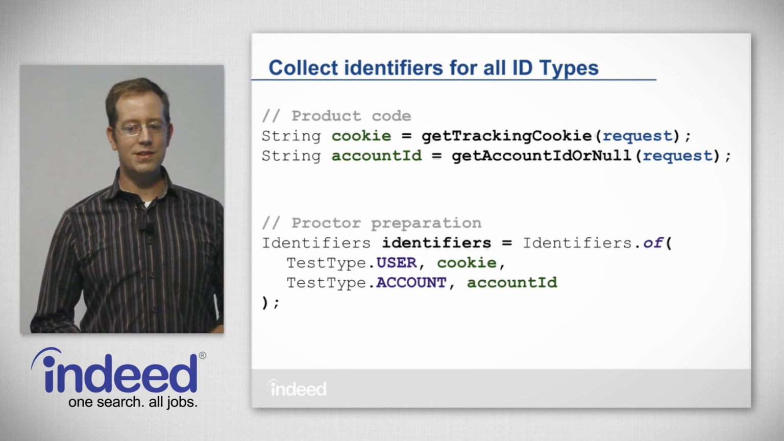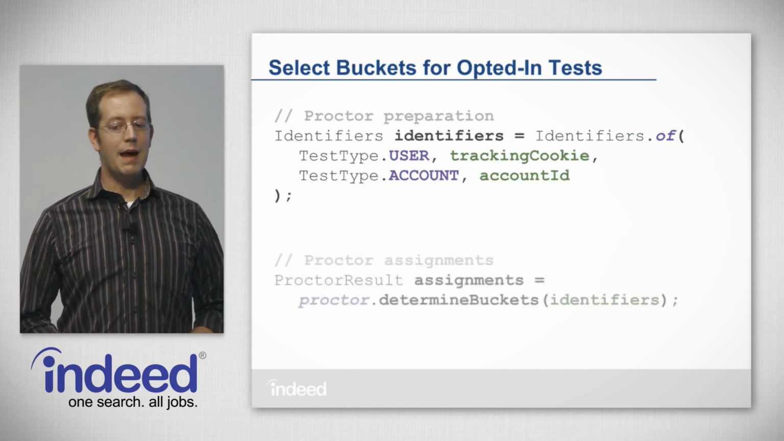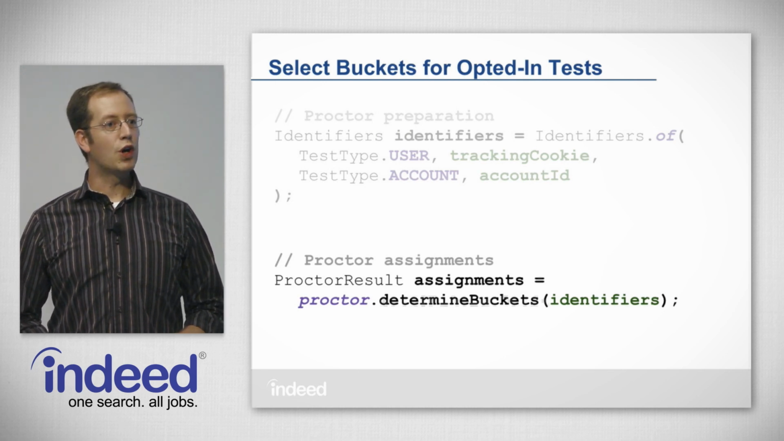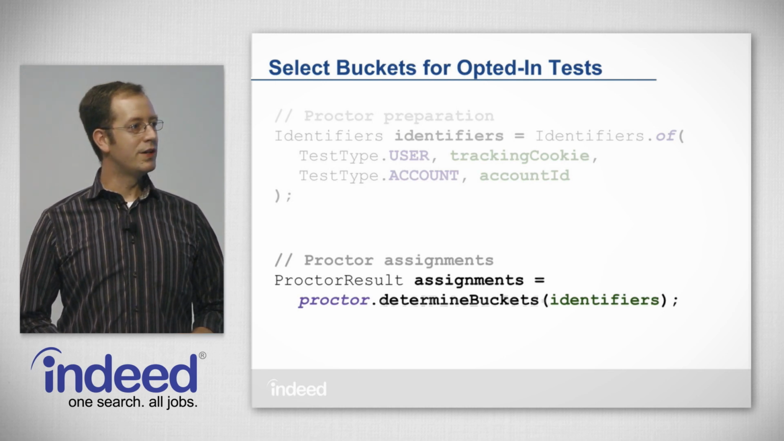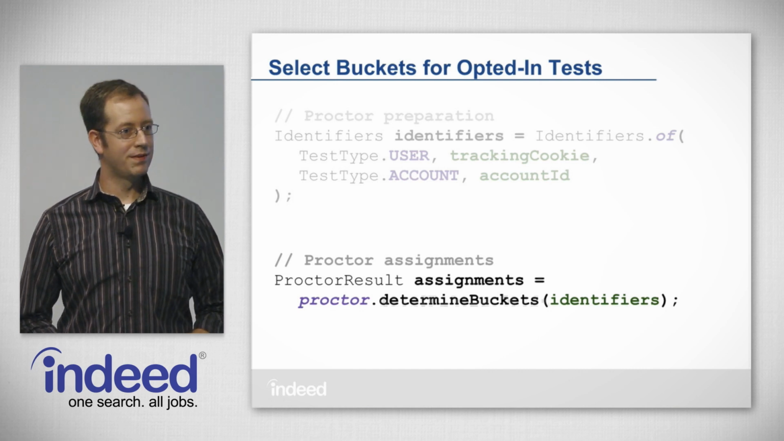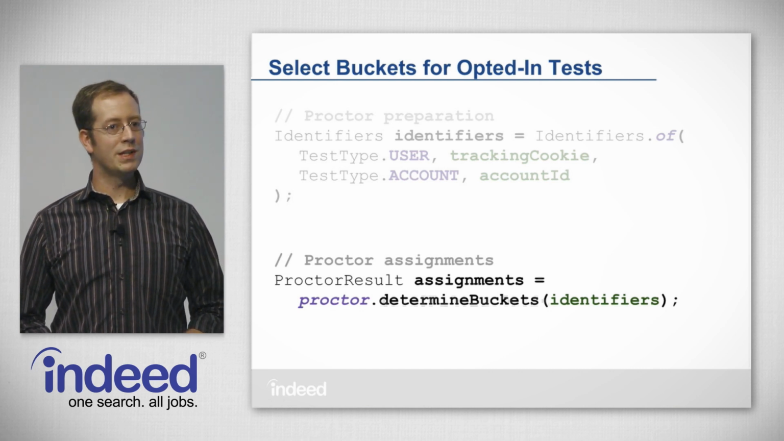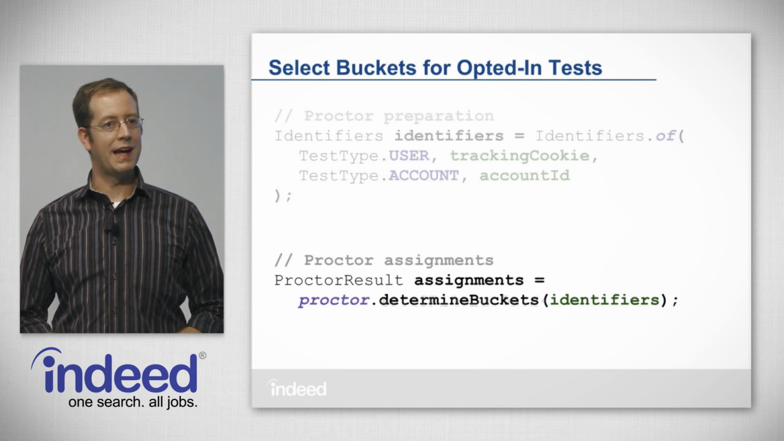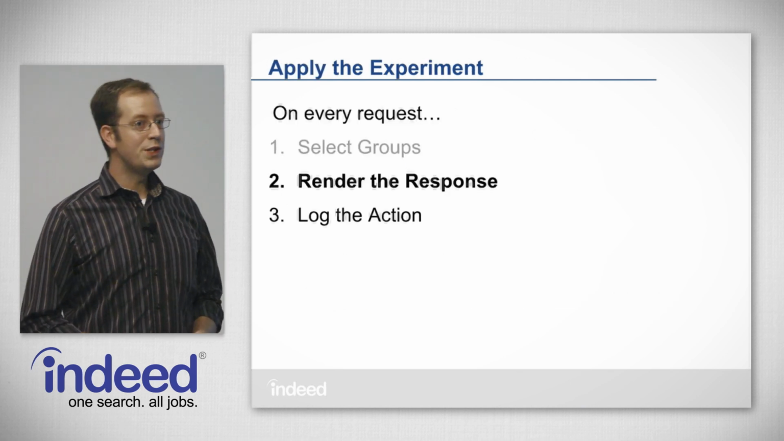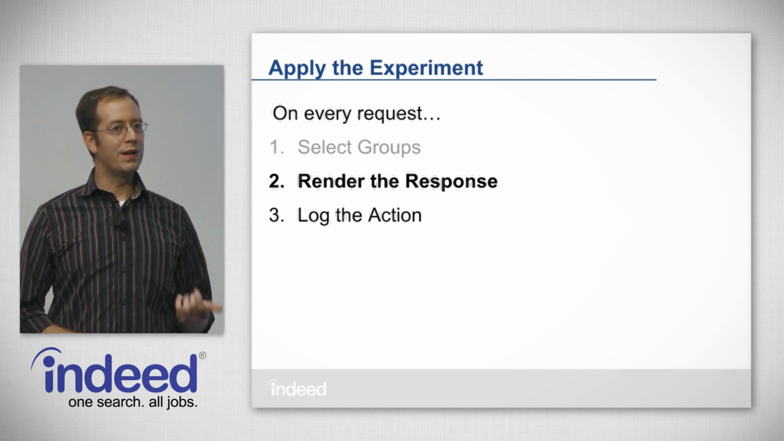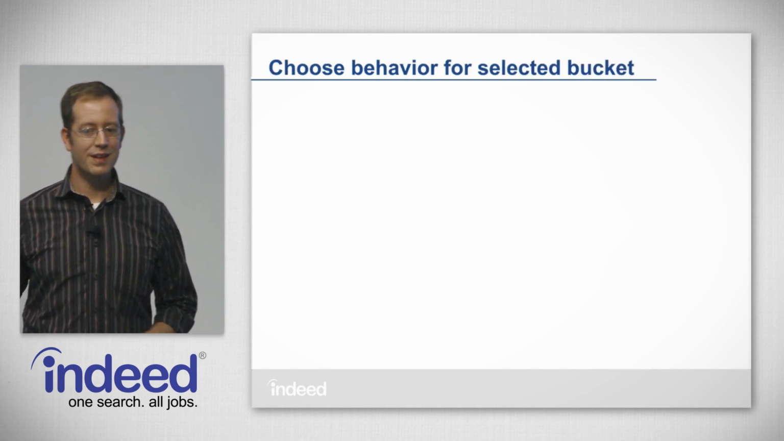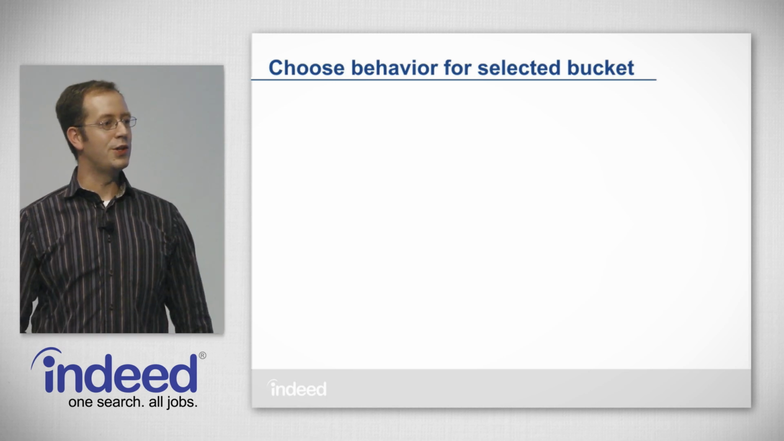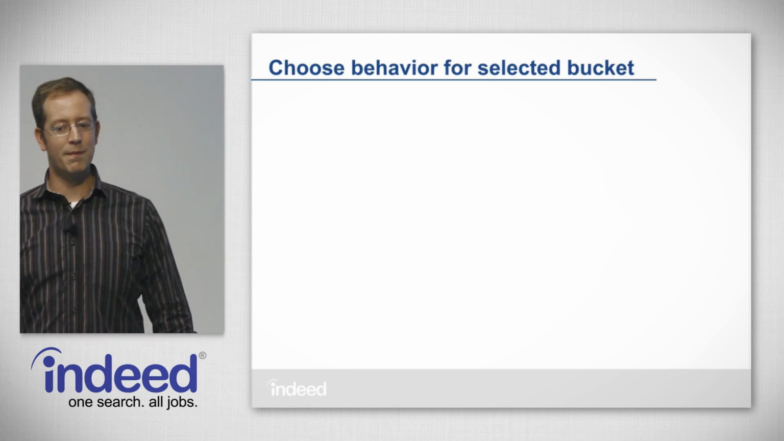Take that identifiers and pass it off to Proctor and say, please determine the buckets. You call Proctor one time to determine the buckets for every test. One time at the beginning of each request, and you will get the result for every test that you're running that application cares about. Once you have that Proctor result, you have all the information you need to render the response. To render the response, all that we're doing differently for an A/B test is going to choose which behavior we want based on the bucket.